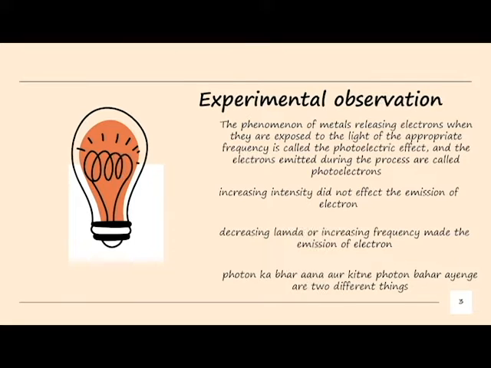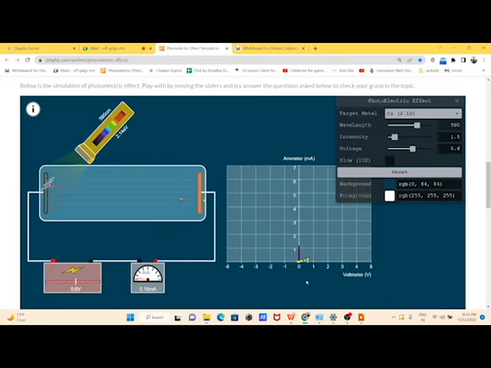Now we'll talk about two different things. Now I'll increase the intensity. Previously we increased the intensity, but there was no electron emission. Now I have increased the energy and there is electron emission. Now I'll increase the intensity also at the same time. Can you see that there are more electrons coming out? So increasing the intensity helped in more electron emission.